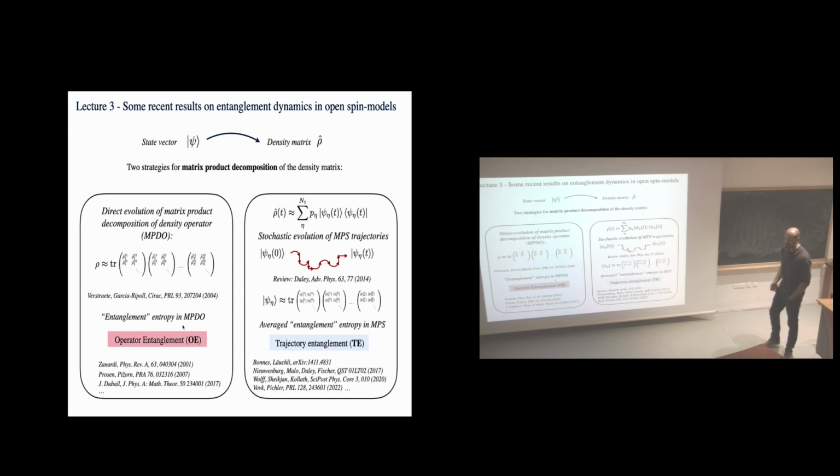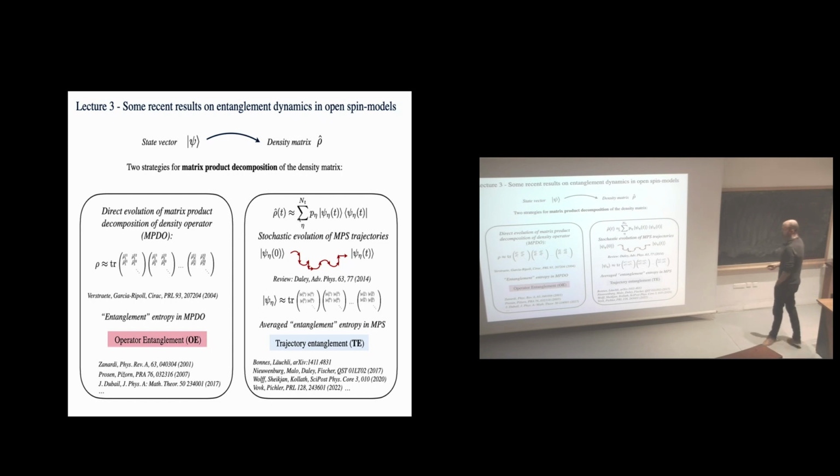So here the important quantity to look at would be this operator entanglement. If I look at some dynamics, I quench my system, but I have some noise processes. The question is, how does this operator entanglement go? It's going to tell me how efficiently I can simulate it with these matrix product ideas.